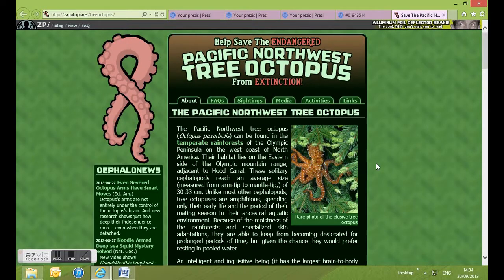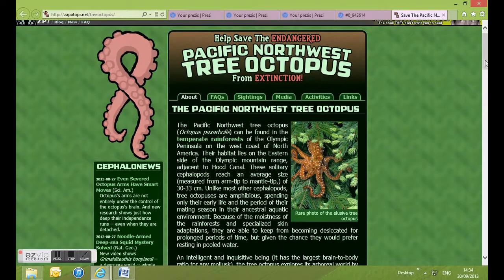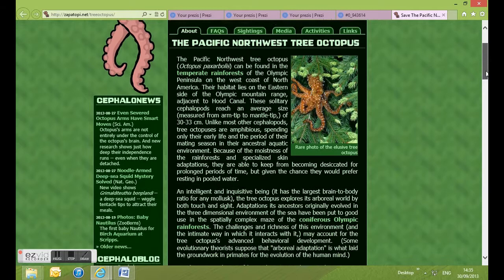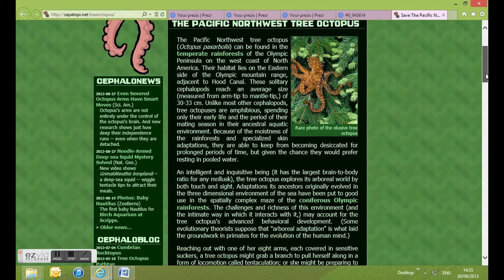The Pacific Northwest Tree Octopus can be found in the temperate rainforests of the Olympic Peninsula on the west coast of North America. Their habitat lies on the eastern side of the Olympic mountain range, adjacent to Hood Canal. These solitary cephalopods reach an average size of 30 to 33 centimetres. Unlike most other cephalopods, tree octopuses are amphibious, spending only their early life and the period of their mating season in their ancestral aquatic environment.